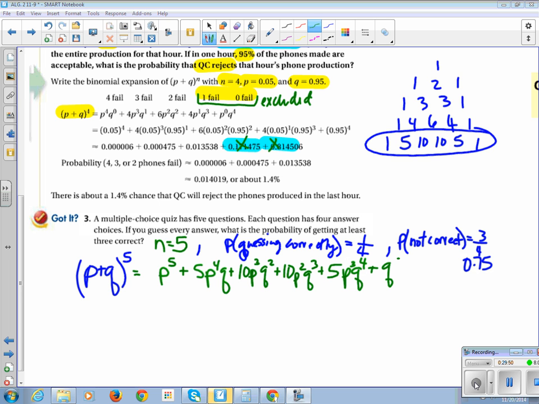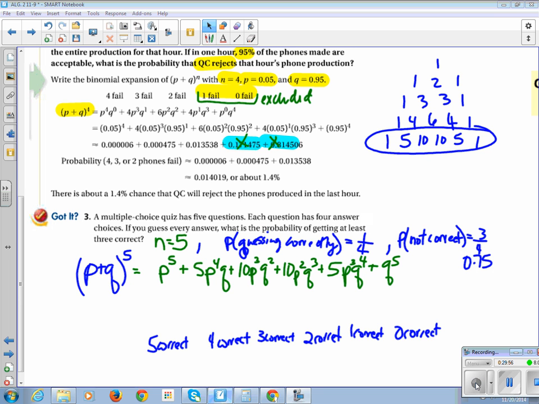So we line up our probabilities, the first one is the probability that all 5 will be correct. The second one is the probability that 4 will be correct. The third term is 3 correct. The next one is 2 correct. The next one is 1 correct. And the last one is 0 correct. We only care about the probability of getting at least 3 correct. So that is 5, 4, and 3 correct.